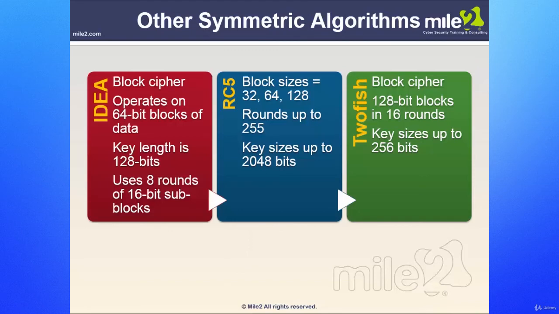Now, other symmetric algorithms is IDEA, which is a block cipher. It operates on 64-bit blocks of data. Its key length is 128 bits and uses 8 rounds of 16-bit subblocks. We have RC5, and RC5 is block sizes of 32, 64, and 128. It rounds up to 255, and the key sizes are up to 2048 bits.